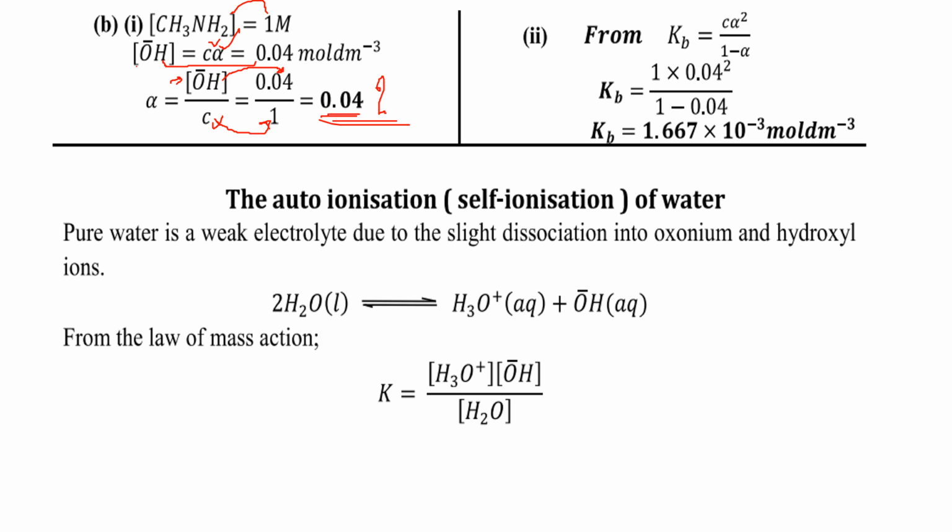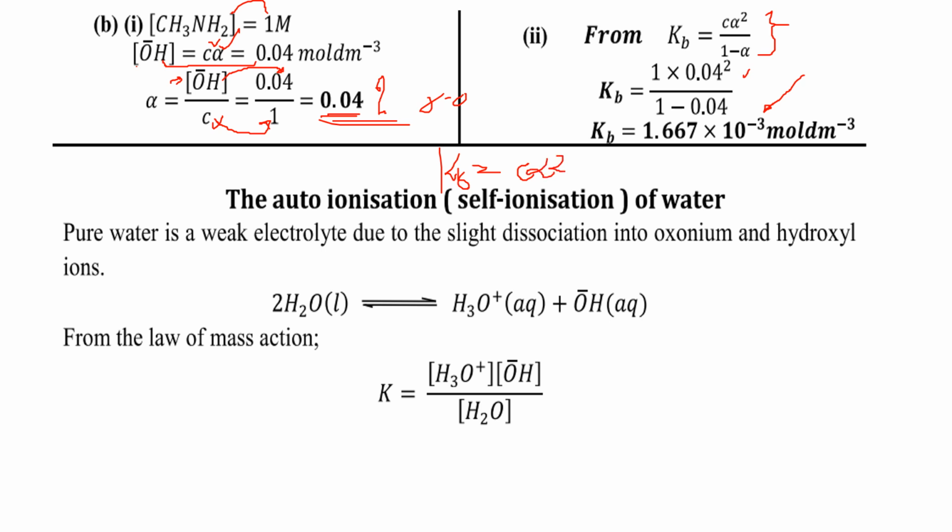So Roman number 2, from the general expression for Kb, substituting for degree of dissociation, we are going to end up with our Kb as 1.667 × 10^-3. Now here, since our degree of dissociation is 0.0, a student who used Kb equal to C alpha squared would also have been correct.